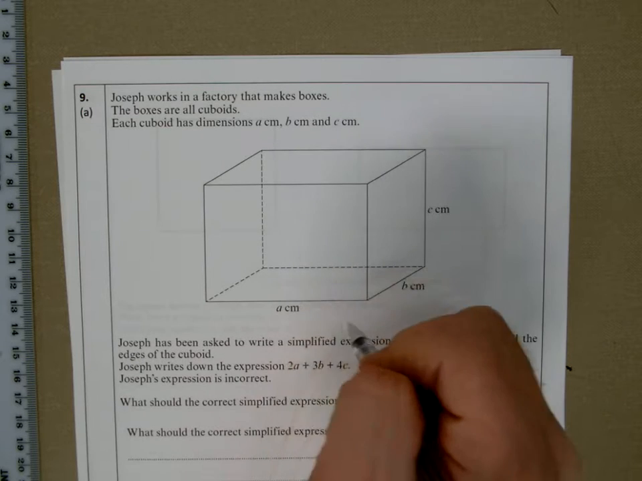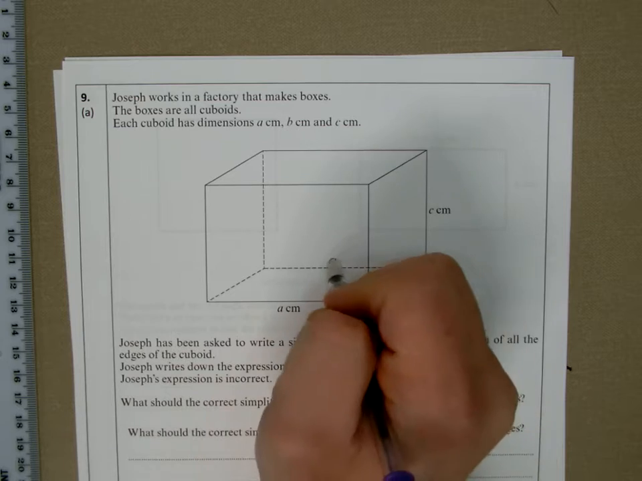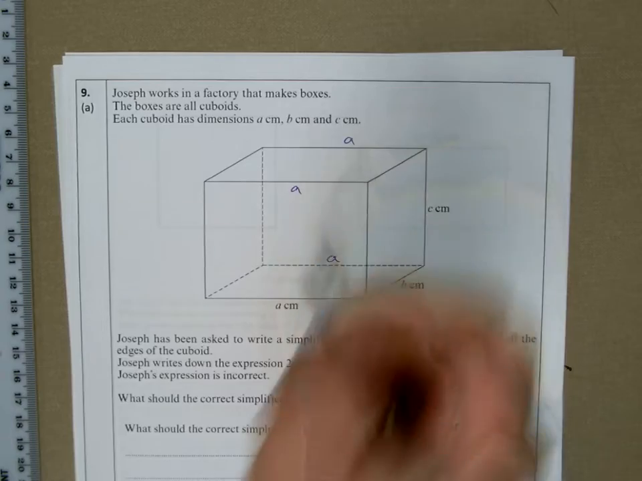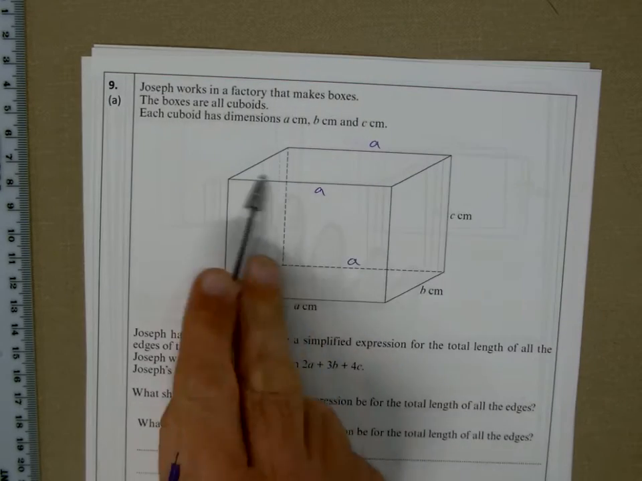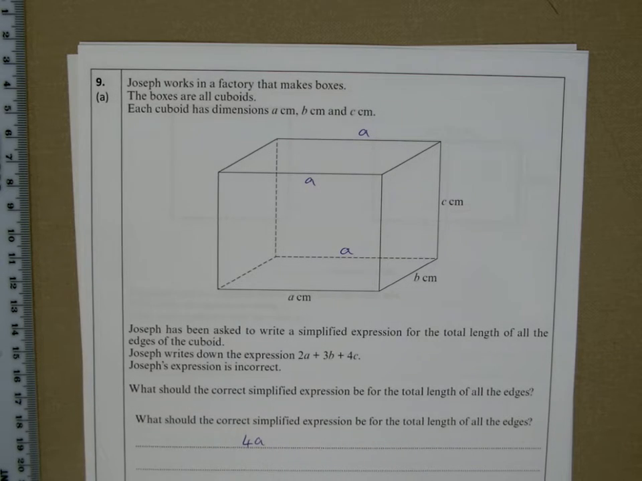Well, what you can do is actually, you can fill in all the edges, can't you? Because we know this is A here. We've got an A there as well, haven't we? And this is going to be A, and that's going to be A. Okay, because you see we've got 4 of those edges. So in fact, it should be 4A, shouldn't it? In terms of the A's.